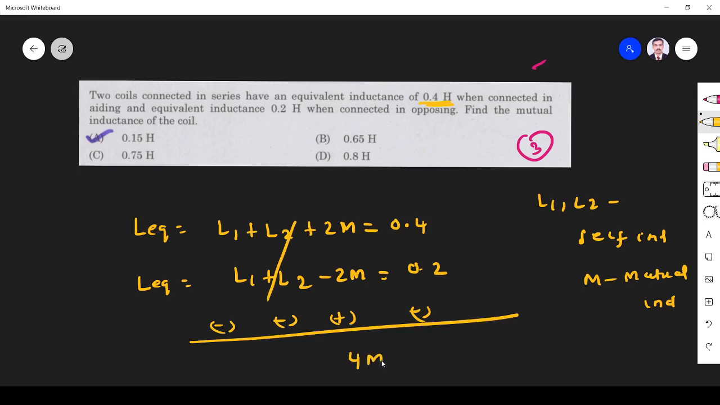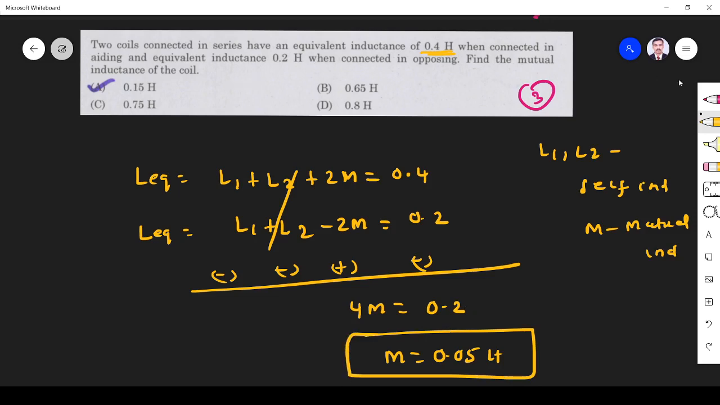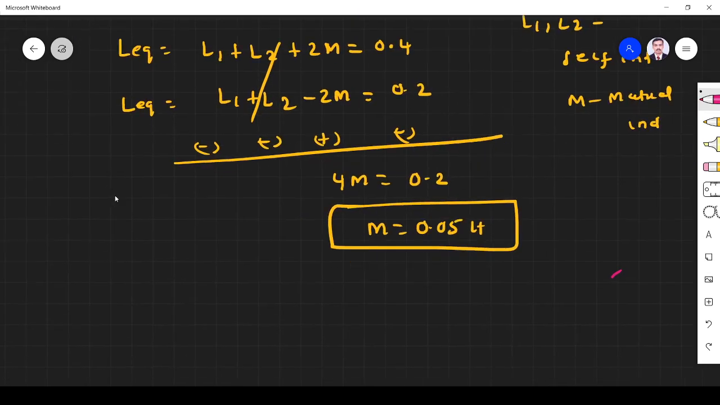So 4M is equal to 0.2. This indicates M is equal to 0.05 Henry. Whether we have 0.05, no, so I think 0.15 will be the right answer, right? So that is the point.